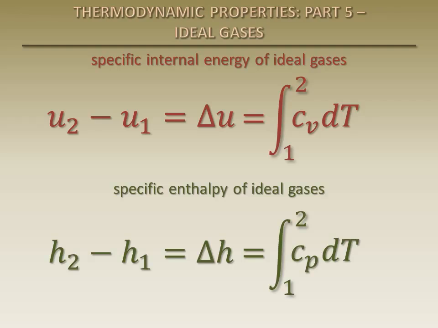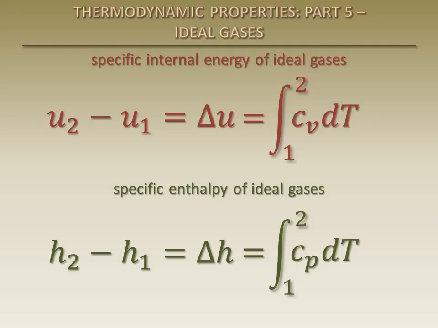In order to perform the integrals on the right side, we need to have a functional relationship between the specific heats and the temperature. In other words, we need to know how the specific heats change as the temperature changes during the process. It is a common approximation to assume that the specific heats do not change with temperature.